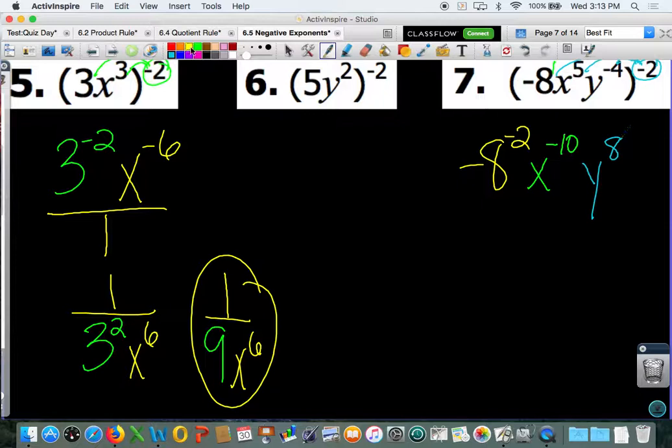Alrighty, so this time, I'm actually going to leave my y on top. So I've got y to the 8 on top of my fraction bar because it's already positive. I'm going to bring down the negative 8 to the negative 2 power. And I'm going to bring down, oops, you know what? I made a boo-boo there. It's no longer negative 2. It is just 2 now. And I'm going to bring down my x to the 10 power.